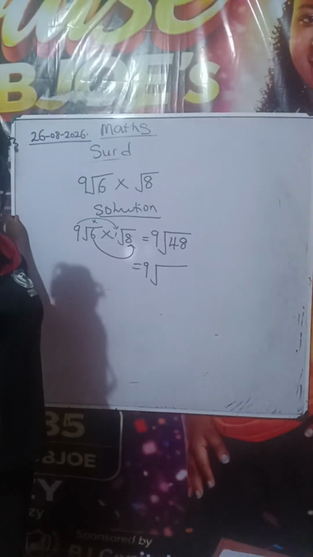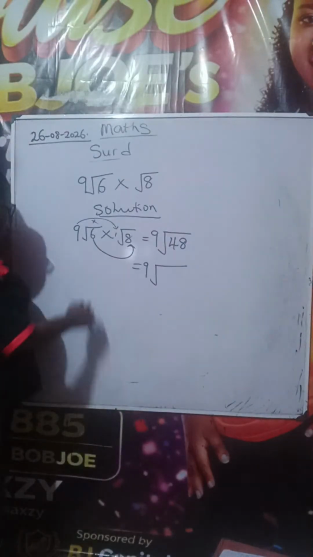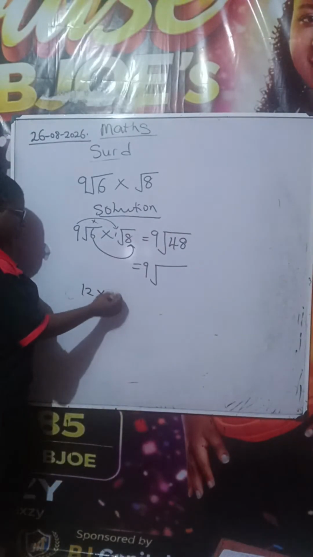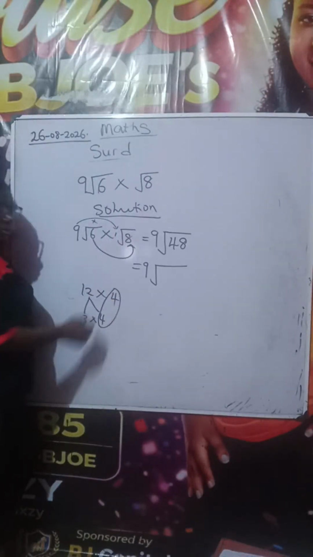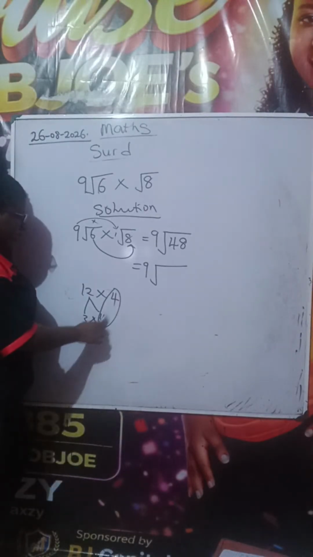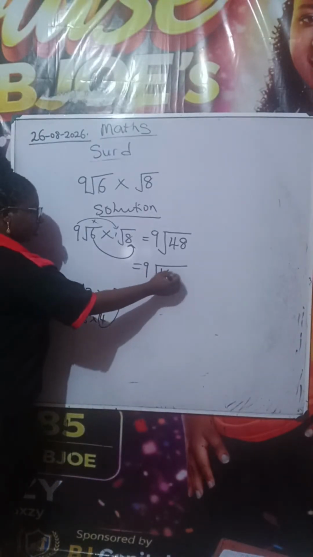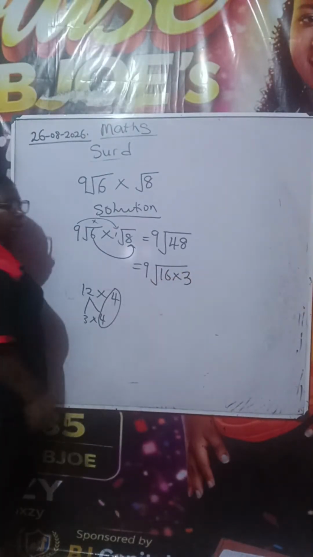Anybody? 12 times 4. But that 12, I still have a perfect number inside. Look at it. You said 12 times 4. But this 12, I have a perfect number, which is 3 times 4. So this 4 is perfect. So 4 times 4 will give us 16. Then times this 3. You write the 3.